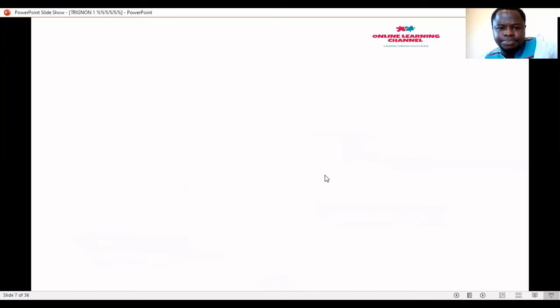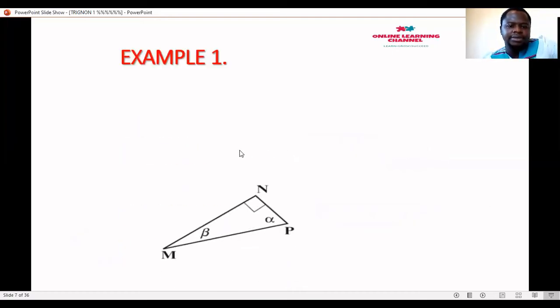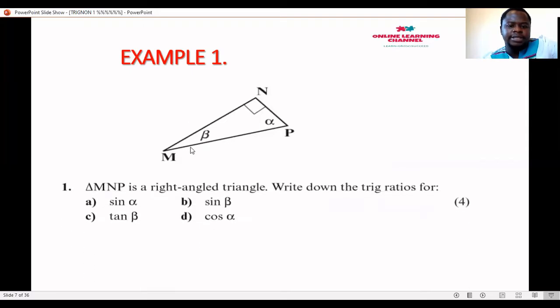Now, let's look at example number 1. It says that triangle MNP is a right angle triangle. Write down the trig ratios for sin alpha. This is your alpha. It will be opposite over hypotenuse.